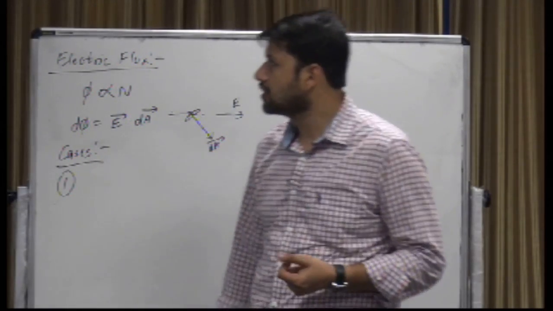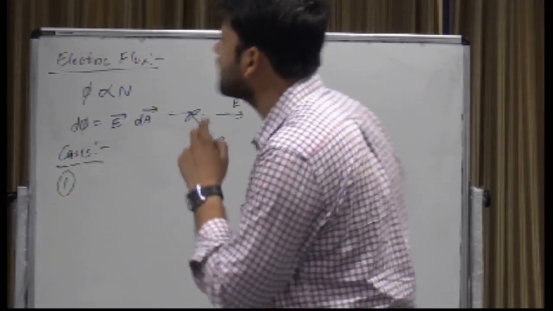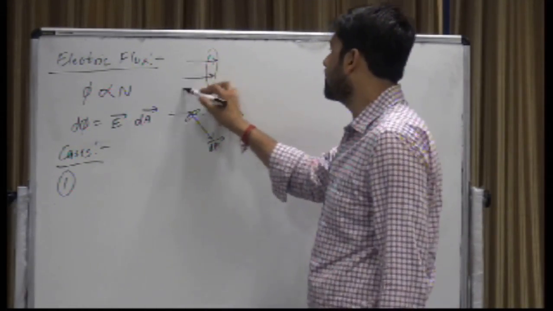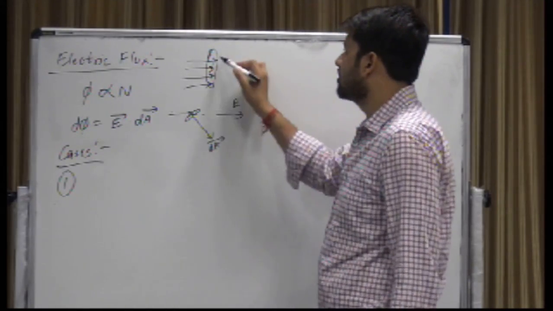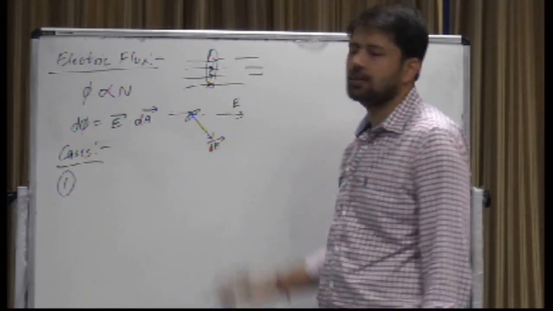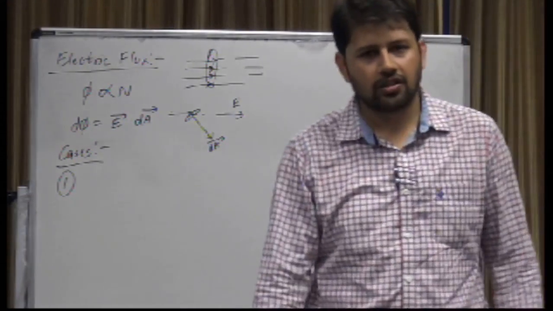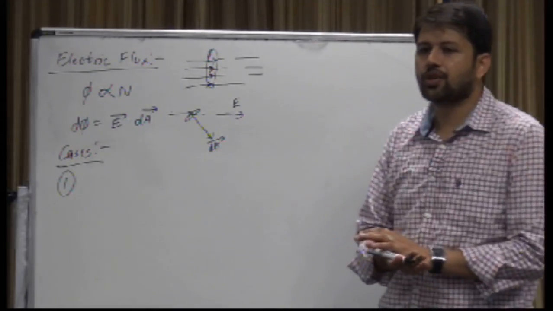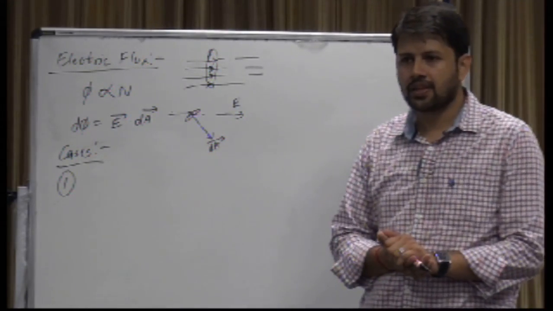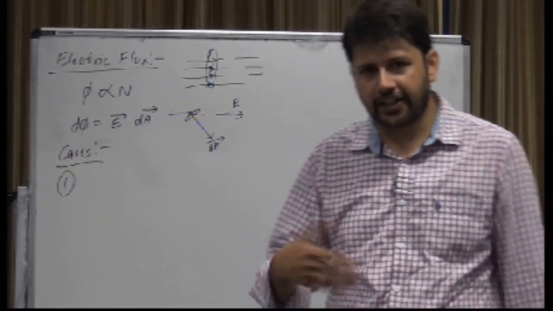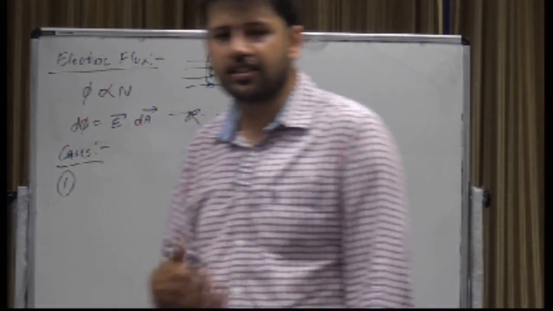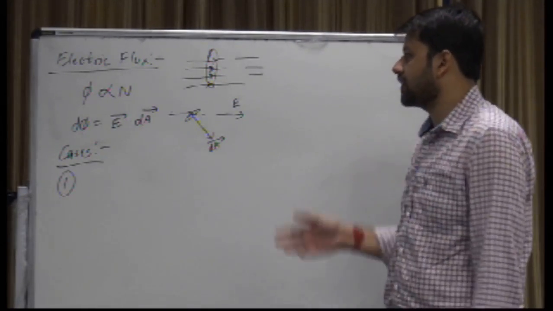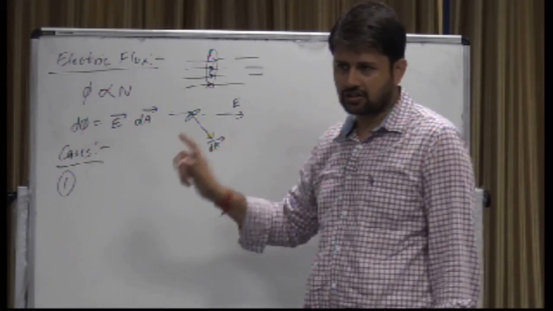The first, what does N denote? N is a number of field lines passing through an area perpendicularly. Let's say this is the area. So number of field lines passing through this area perpendicularly. Okay? So phi is not equal to N, it is proportional, because you cannot count the field lines. It just indicates the number of field lines passing through a surface perpendicularly. Exact value is always given by this, the dot product.